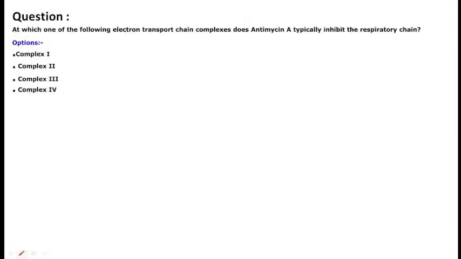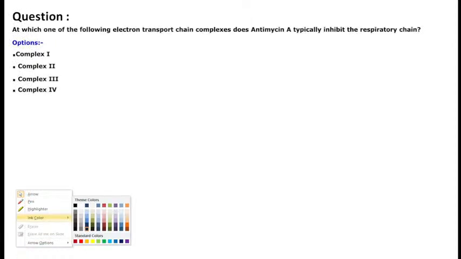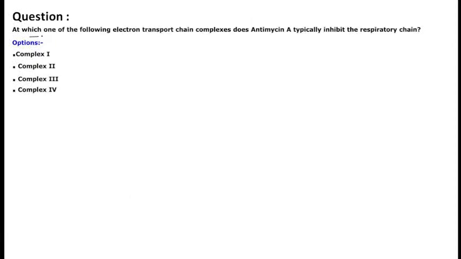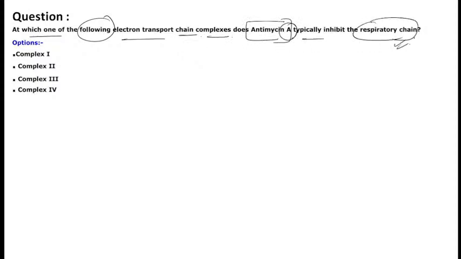Now this is the next question in front of you. It is a factual question. The question says, at which of the following electron transport chain complexes does antimycin A typically inhibit the respiratory chain? Okay. So when we look into the electron transport chain, we have various complexes present and various inhibitors also present. The question is asking, antimycin A would inhibit which of the complexes?